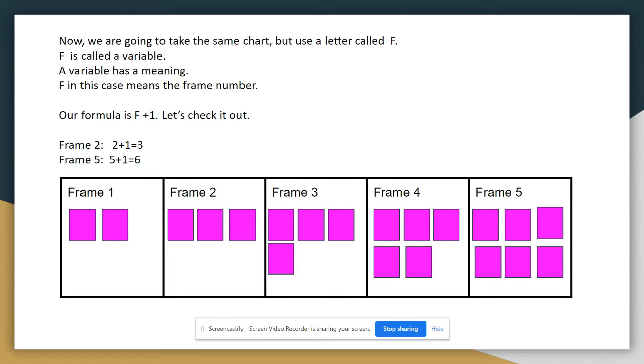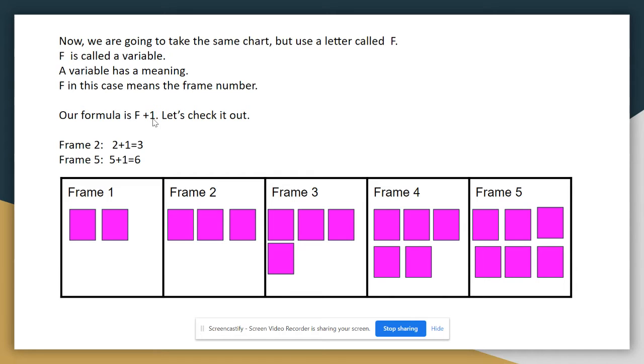Moving along, we're going to now introduce something called a variable. So today, we're going to use the letter F. So F is called a variable. A variable has a meaning, and in this case, it means the frame number. So I'm going to introduce something called a formula. So this is the beginning of something called algebra.